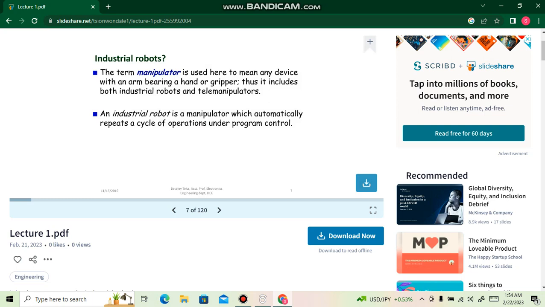Industrial robots. The term manipulator is used here to mean a device with an arm, brain, and hand or gripper. Thus, it includes both industrial robots and telemanipulators. And the industrial robot is a manipulator which automatically repeats a cycle of operations under program control.